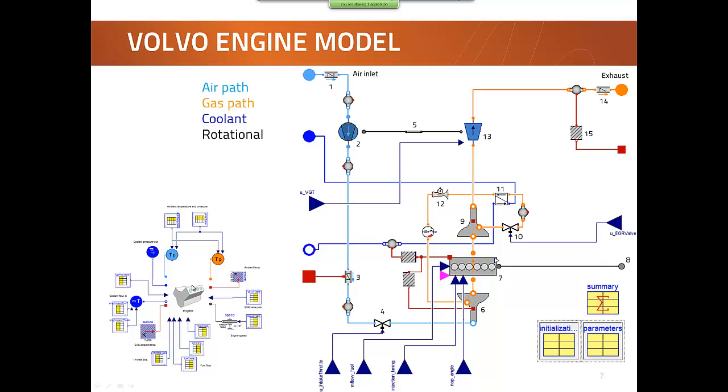Down to the left here, you can see the experiment that we have set up for this engine. And we've used a lot of table blocks to provide drive cycle boundary conditions for this engine in terms of both engine speed and injected fuel. Also valve positions for the throttle and EGR valve, and also the coolant flow rate and temperature.